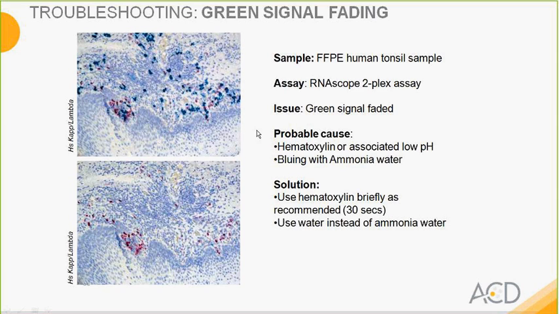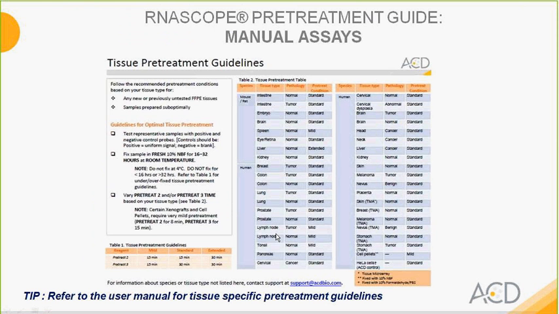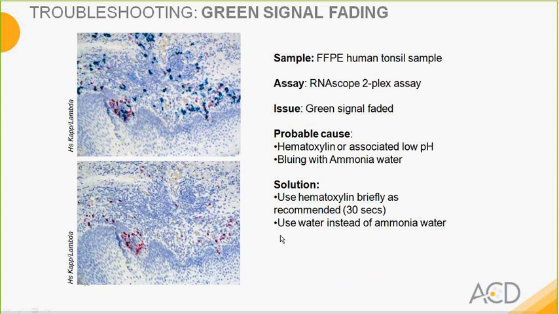Also, if you incubate with a 2-plex assay a prolonged hematoxylin protocol, we have noticed that the green signal will fade. We recommend that you use hematoxylin as recommended in this assay, and this will help mitigate this issue. If you're consistently experiencing green signal fading with ammonia water, we recommend that you use tap water instead of ammonia water.